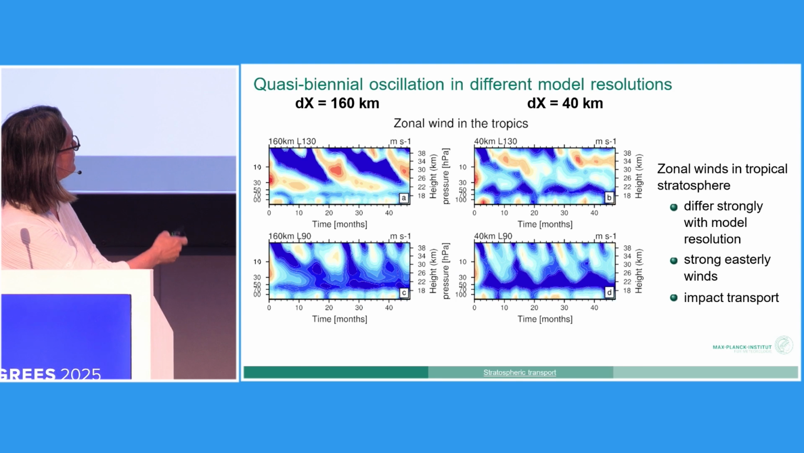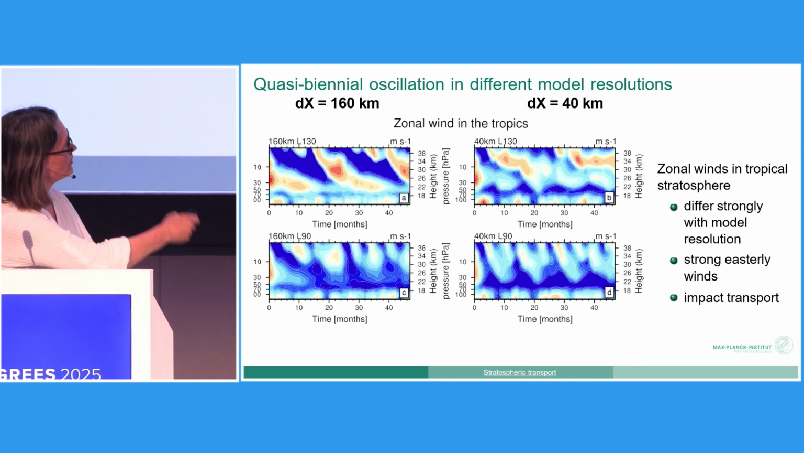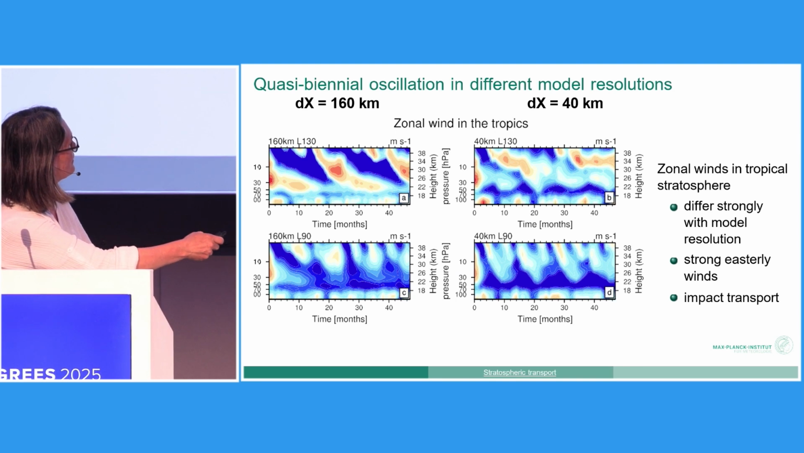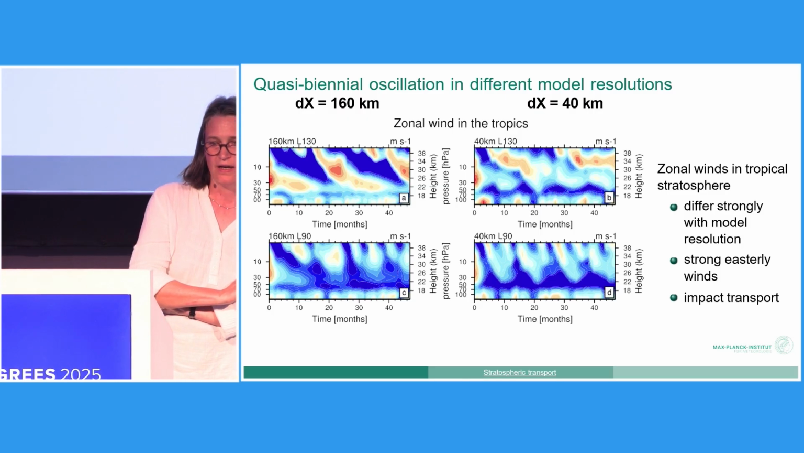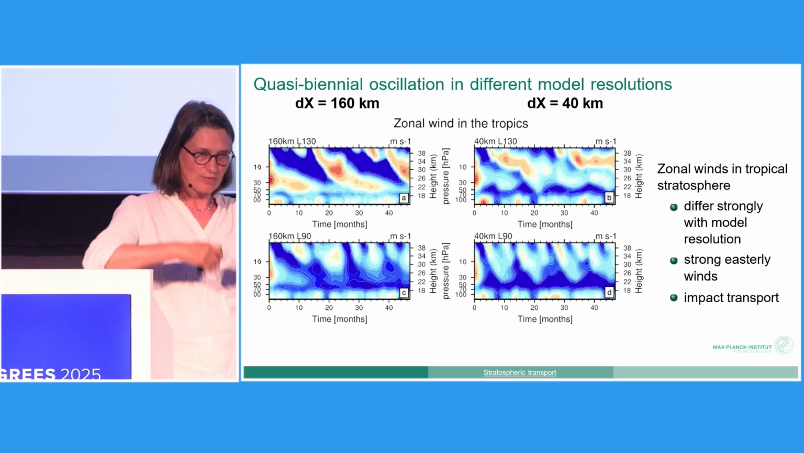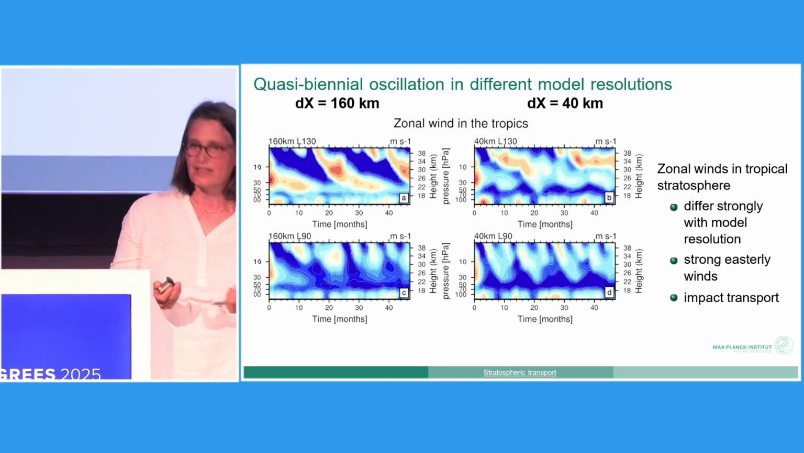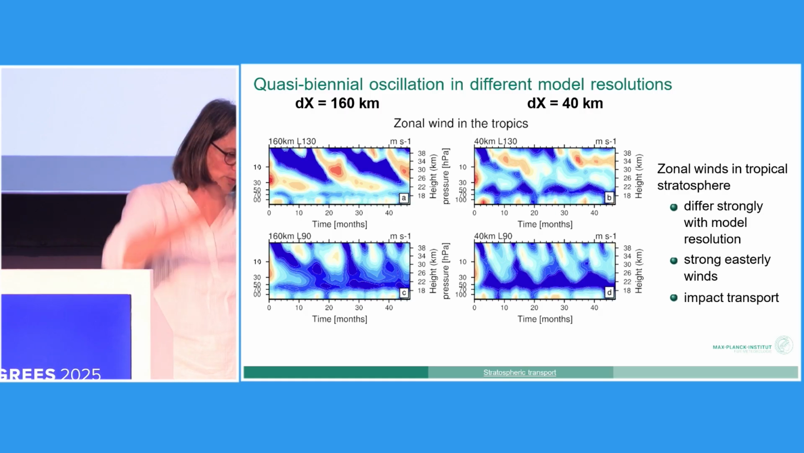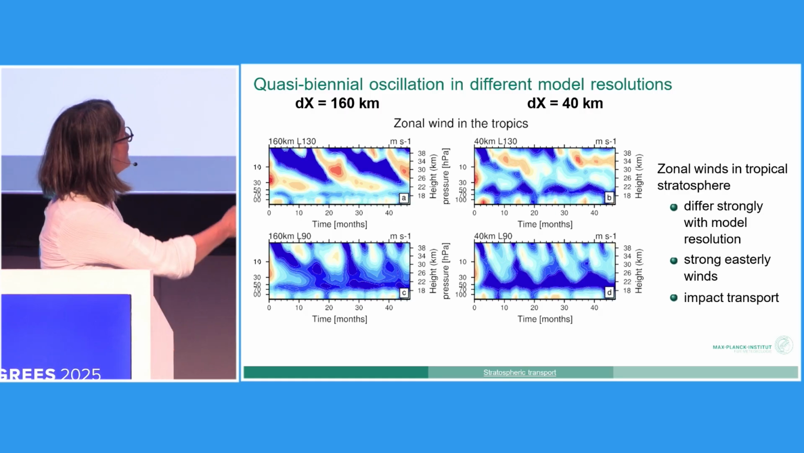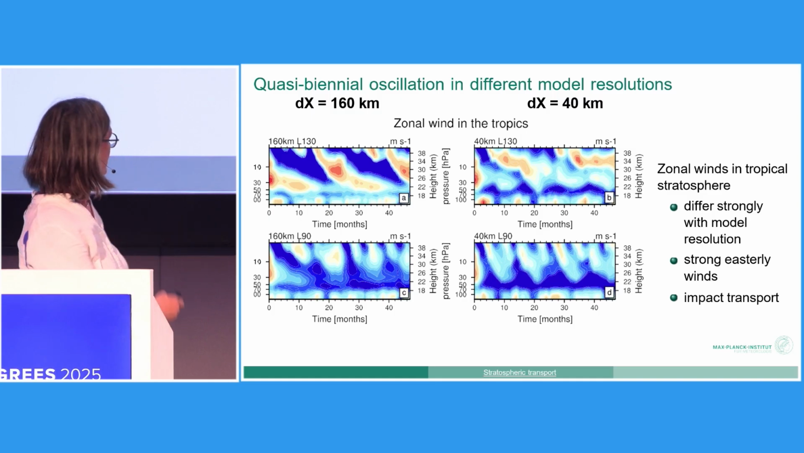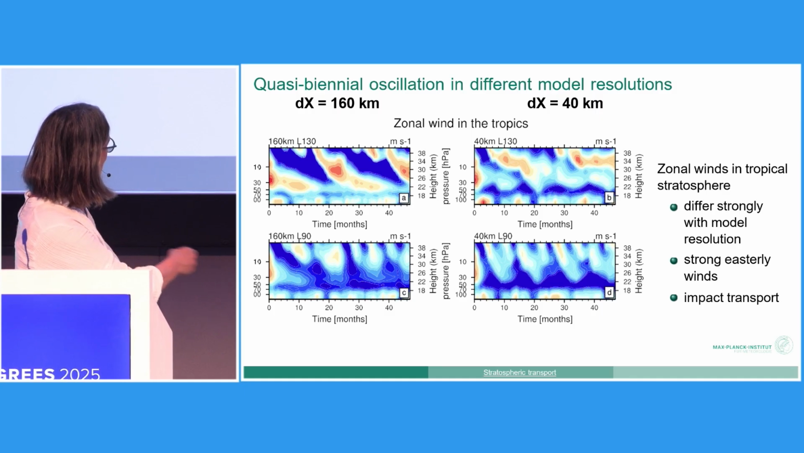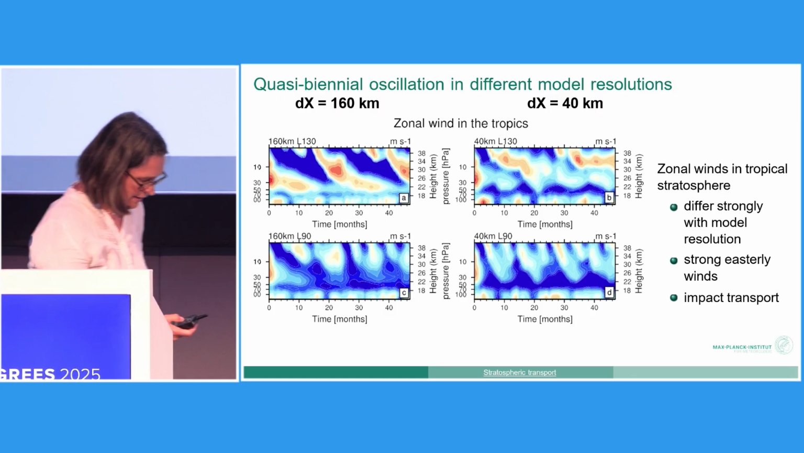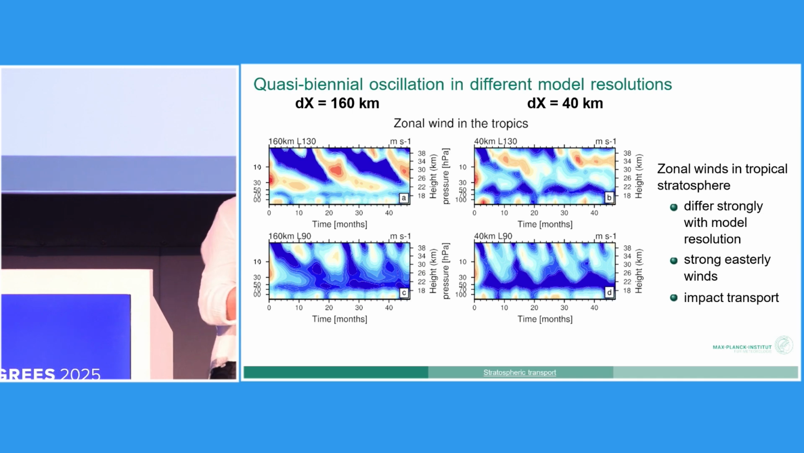then we see that these westerly winds don't come down anymore. We get a layer of very strong easterly wind. The QBO is generated by waves, and this layer of easterly wind blocks the transport of the waves to higher levels, so these westerly winds cannot come down anymore. The same happens for the lower vertical resolution: we get this layer of very strong easterly winds.